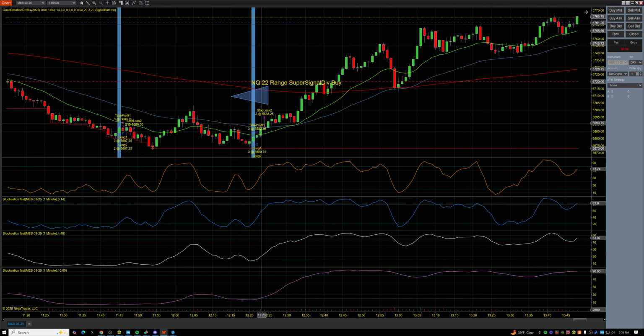Boom, boom, boom. But these are big candles. This candle is 93 to 86. These are huge candles over a 1 minute time frame. 8-point candles. I mean, 8 points. That's over 30 ticks.